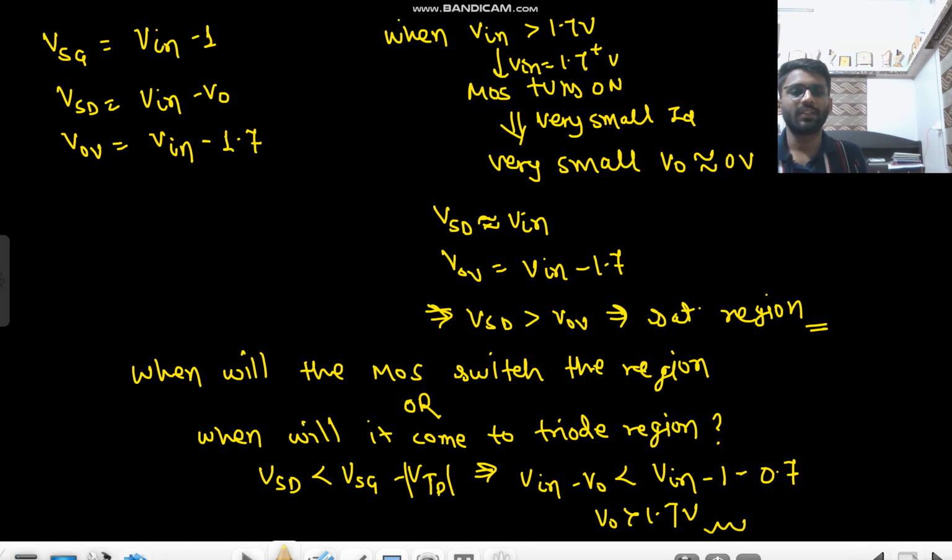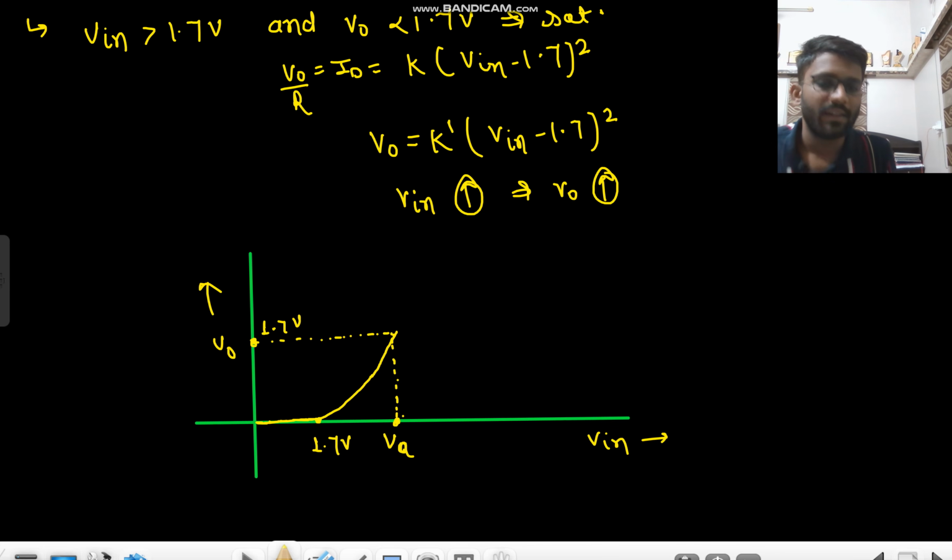Look, first what we did: we saw that initially it is not turned on, it is in cutoff region, so there is no point of analyzing, the current is 0. Then just as V in goes above 1.7 volt, the MOSFET goes into the saturation region, not the triode region. Now we checked when it goes to the linear region. Sorry, if V naught goes above 1.7 volt, then only it goes to the linear region.